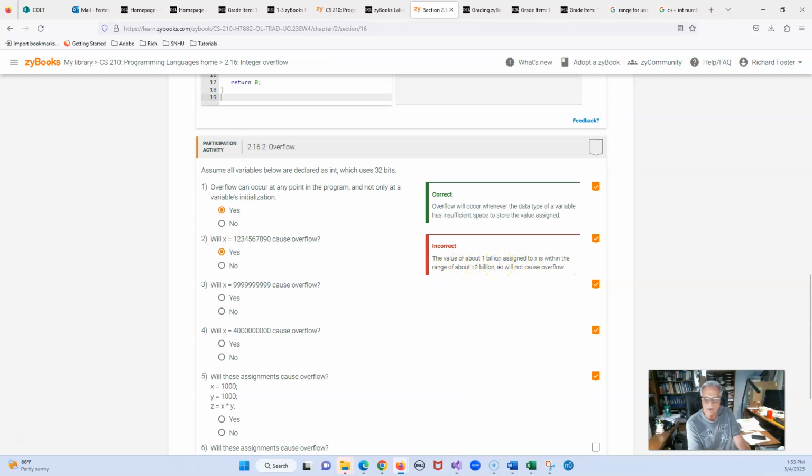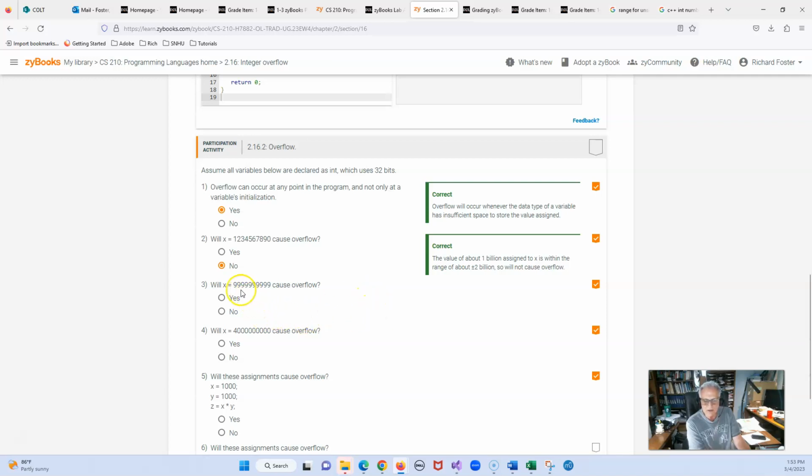Oh, actually, I read this wrong. It says, will it cause overflow? Bad me. So let me change this back, and we're good over here. So at this point, we are going to move on and learn from not reading. There's a perfect example. Make sure that you read before you answer. Now, the good thing about Zybooks is it lets you go back and correct any mistakes.